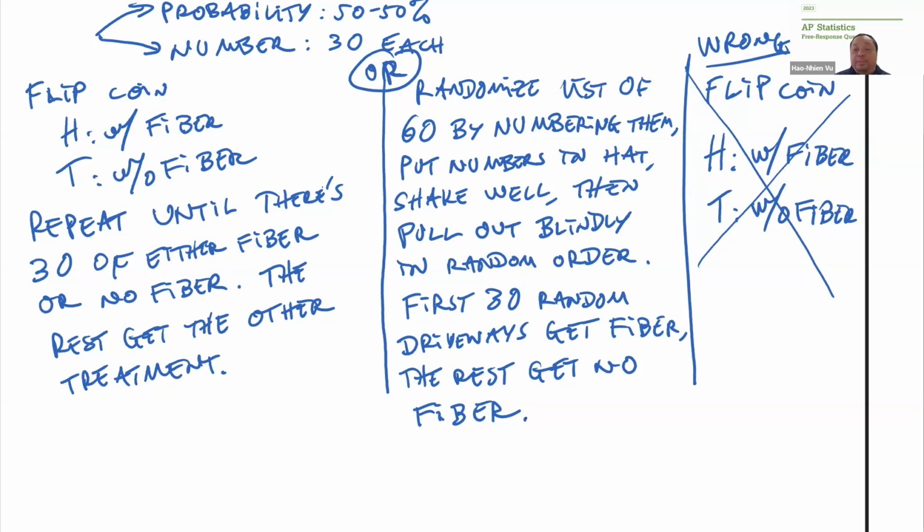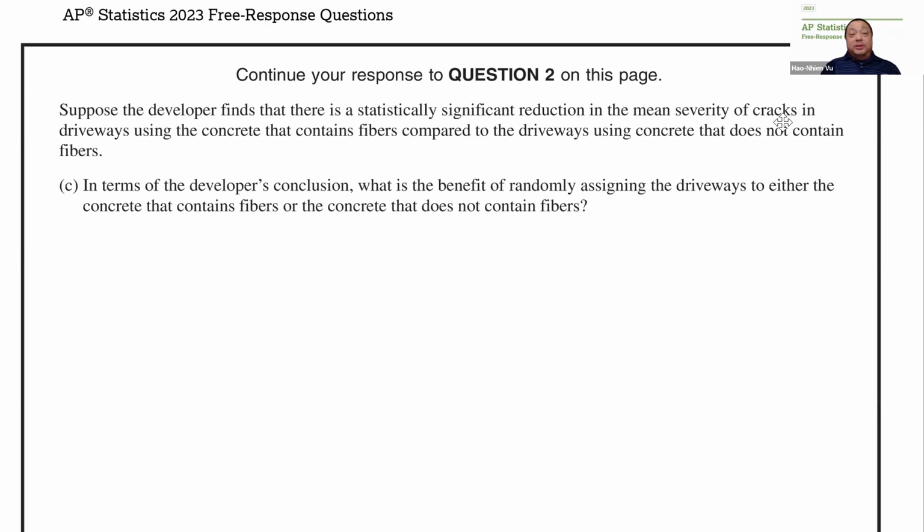So those are two possible answers to part B. Part C. Suppose the developer finds that there is a statistically significant reduction in the mean severity of cracks in driveways using the concrete that contains fibers compared to the driveways using concrete that does not contain fibers. In terms of the developer's conclusion, what is the benefit of randomly assigning the driveways to either the concrete that contains fibers or the concrete that does not contain fibers?